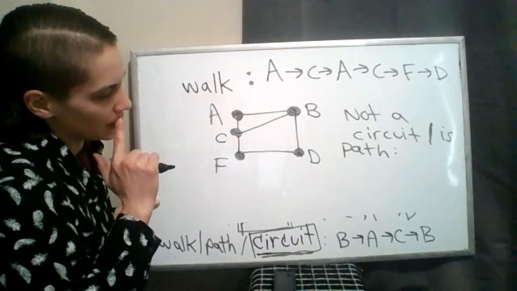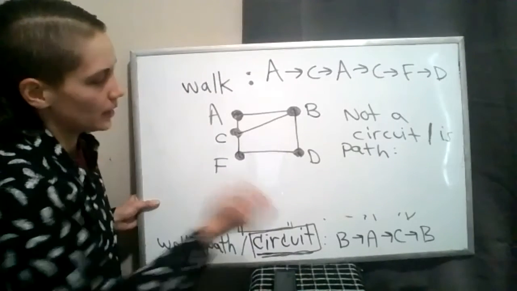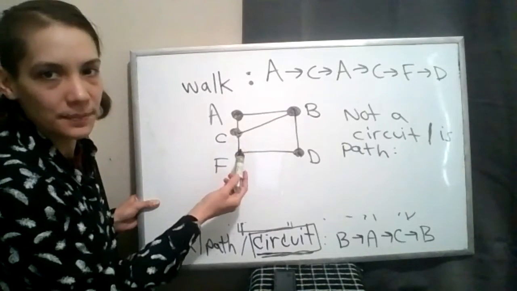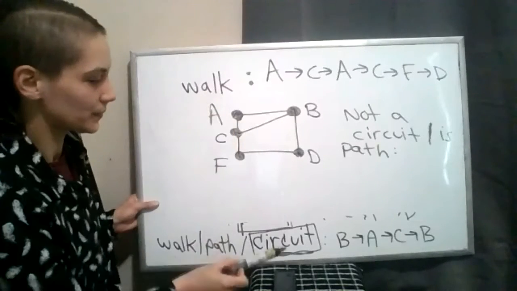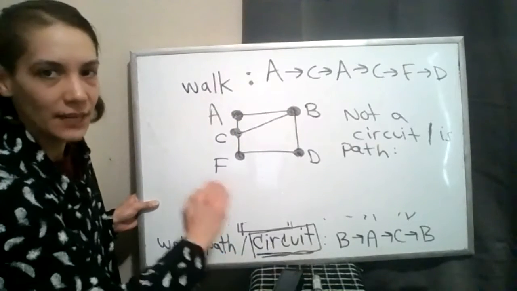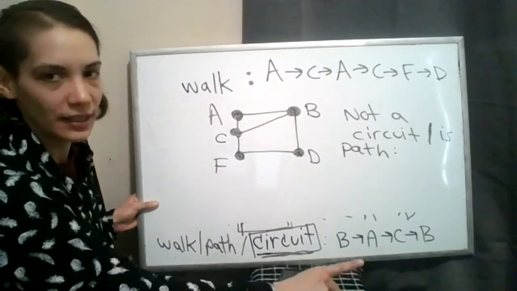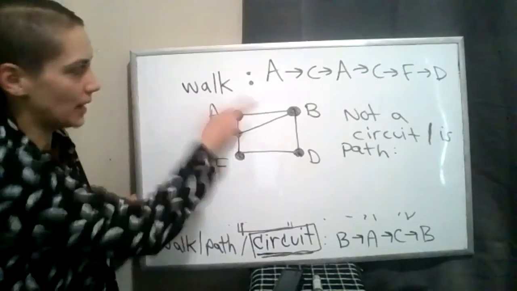Right. So it'd be a walk, because it doesn't meet the criteria for the two other stronger ones. Yeah. If it's not a path, then it's definitely not a circuit. You'd have to go all the way back to the beginning at walk.